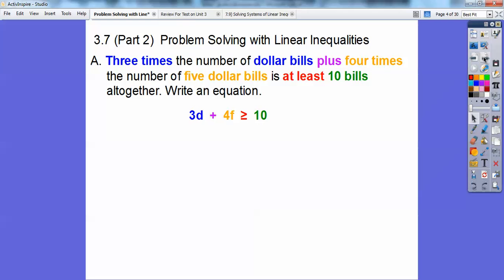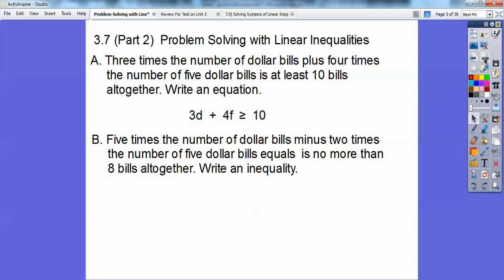So here it is. I have it all color coded. The blue, 3 times the number of dollar bills, is 3D. Here's my purple plus. 4 times the number of $5 bills, so here's my 4F. Here's the at least in red, and then here's my 10 bills. All right, I'm going to take those colors out.